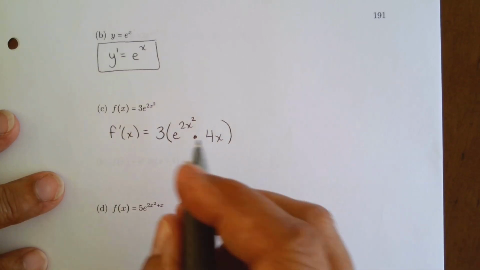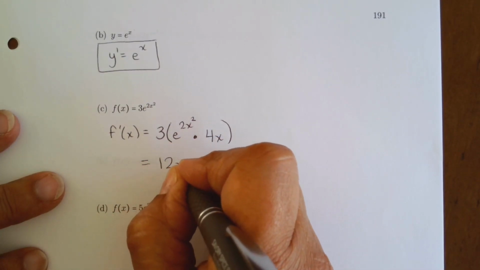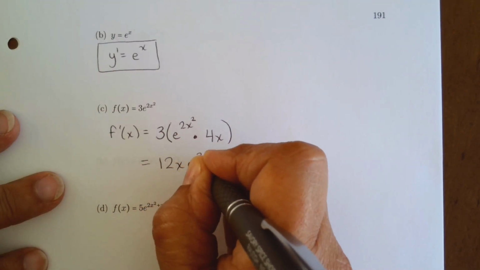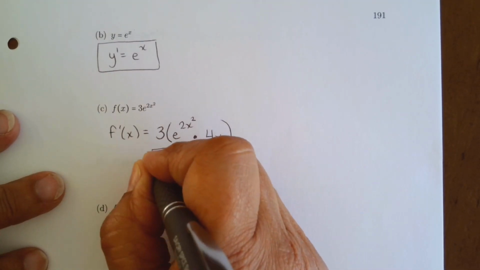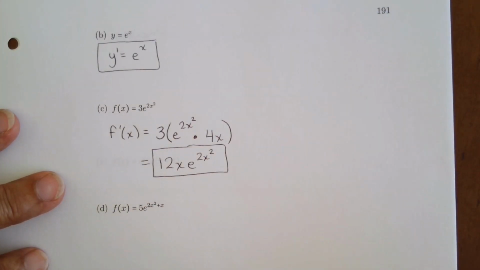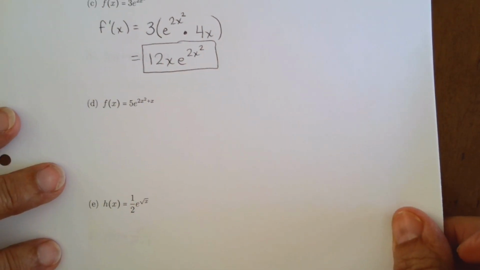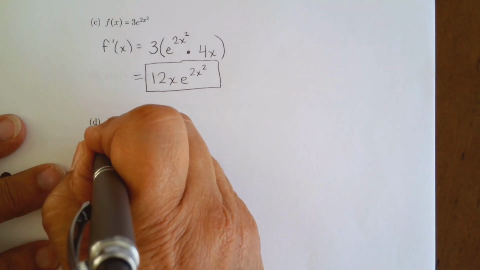Okay, if you want to clean it up a little bit, we can multiply the 3 times the 4 and get 12, put the x out front, and then e to the 2x squared like that. That's how you would simplify that. So it's good to practice simplifying in case we need to use these problems later on. All right, D, exactly like what we just did.